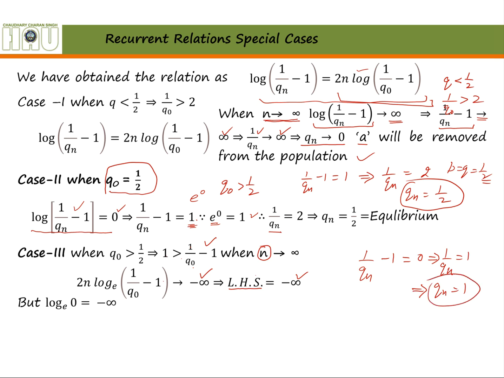When Qn will be 1, what does it mean? It means all the genes are, say, homozygous recessive. It means the frequency of P is 0. It means the capital A will be removed from the population. When P is 0, it means allele A is removed from the population.